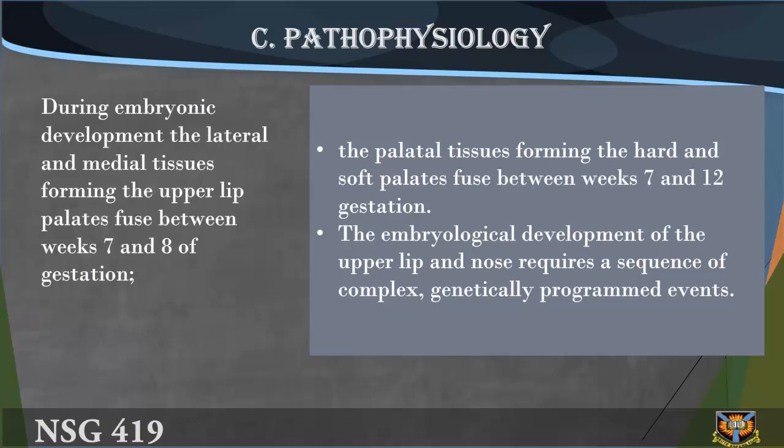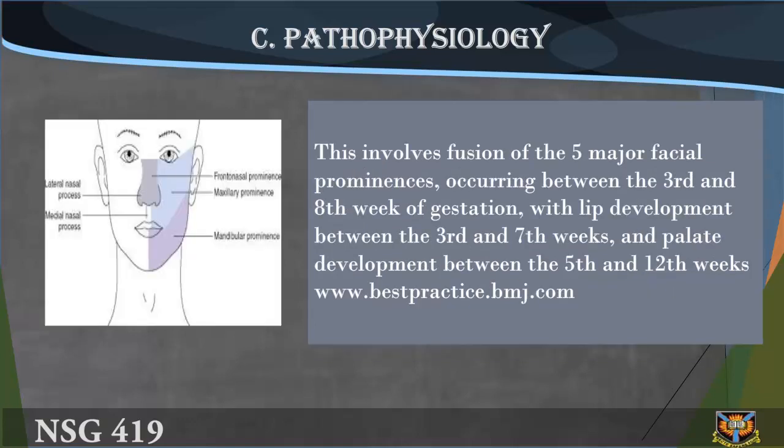The embryological development of the upper lip and nose requires a sequence of complex, genetically programmed events. This involves fusion of the 5 major facial prominences occurring between the 3rd and 8th week of gestation, with lip development between the 3rd and 7th week, and palate development between the 5th and 12th week.